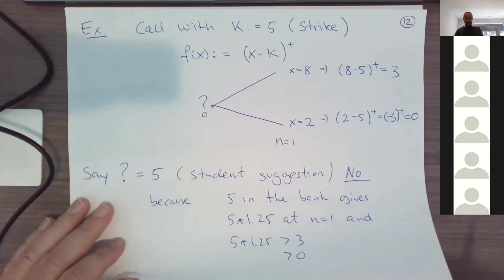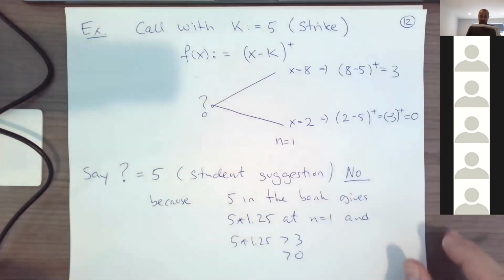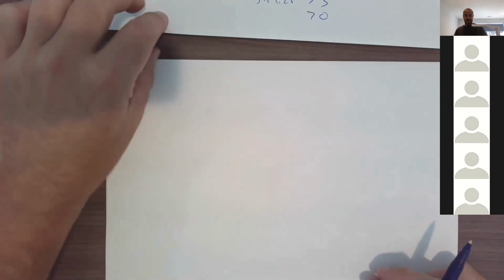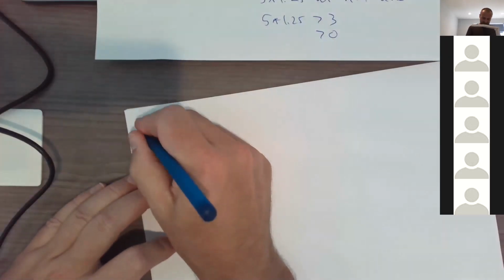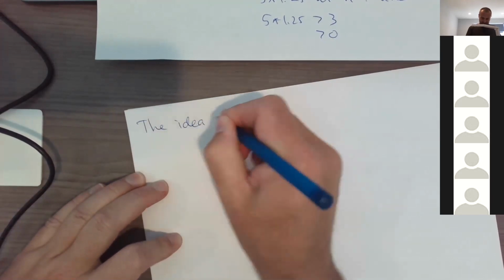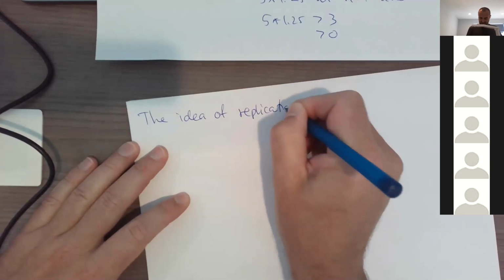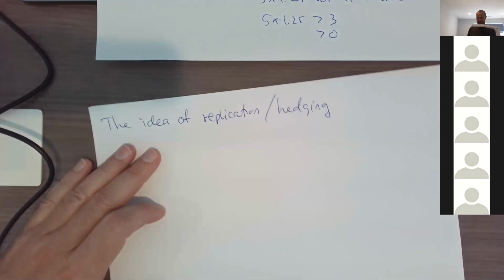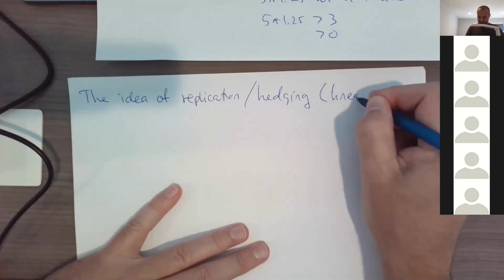So this is what we're going to be trying to figure out now. And the way we're going to figure it out is this idea of replication and hedging. And this here is nothing else than linear algebra.